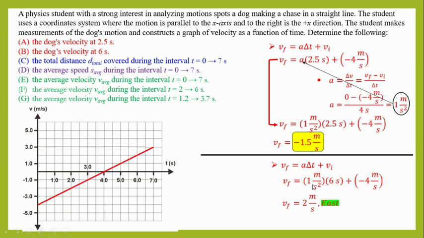If you simplify this, 1 times 6 is 6. 6 plus -4 will yield a +2. The answer is 2 meters per second east, or you can use a plus sign in front. It doesn't really matter. All right, so there's that.